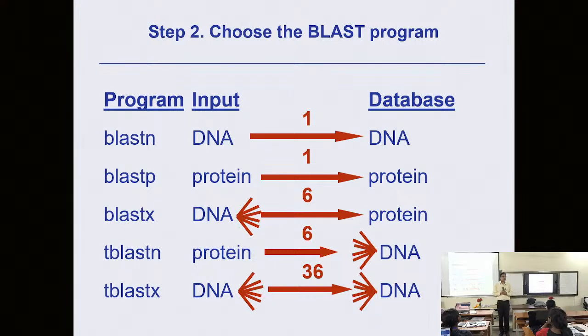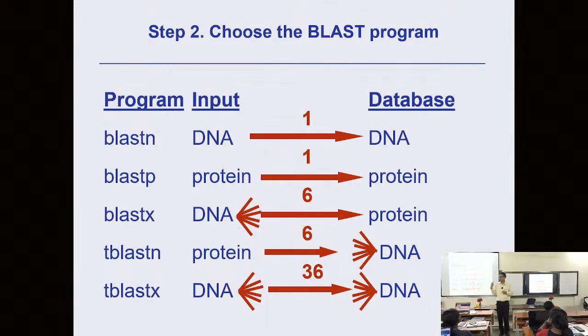BLAST-X: the query is DNA and the database is a protein database. So you want to compare the DNA that you are interested in, your sequence of interest, with a protein in the database. And DNA is a different polymer than protein. You cannot make the comparison directly, right? But you know that DNA makes RNA, RNA makes protein.